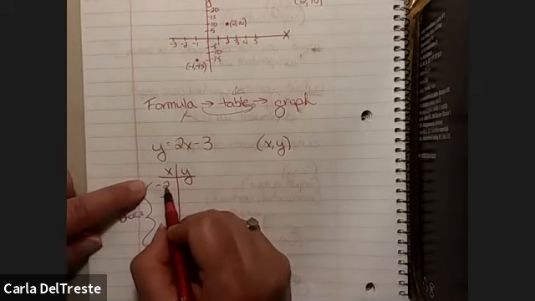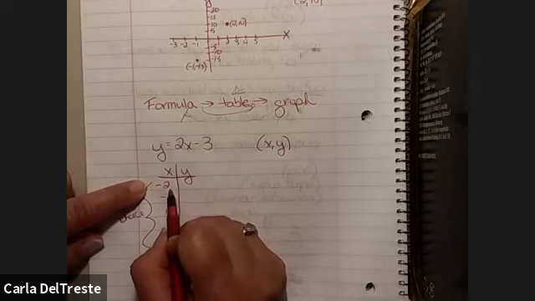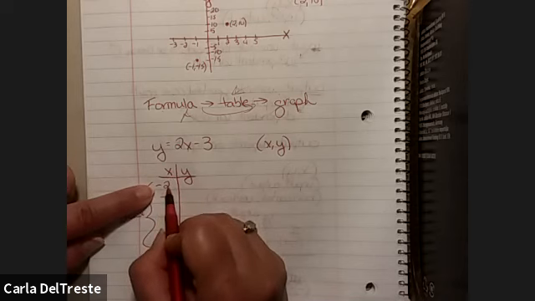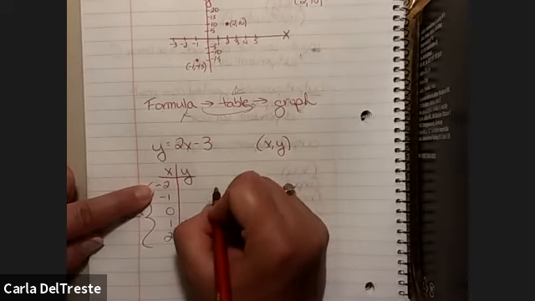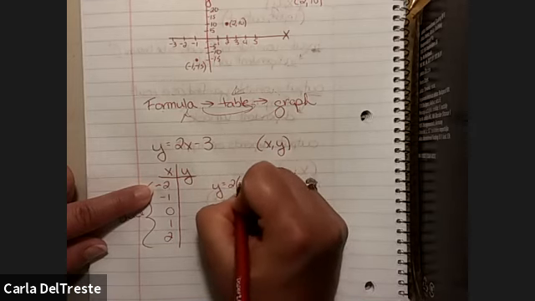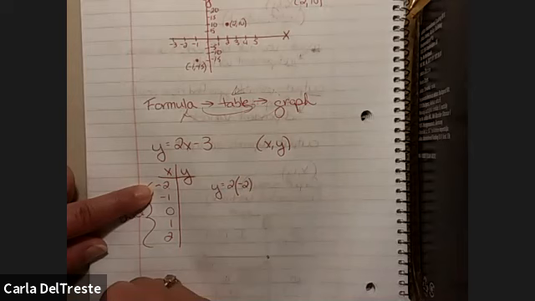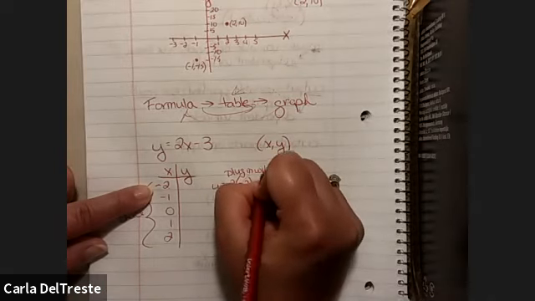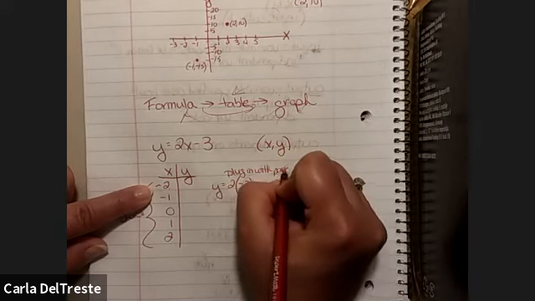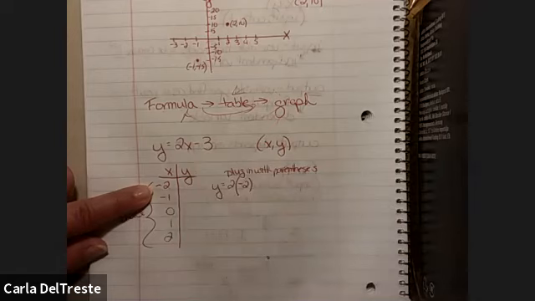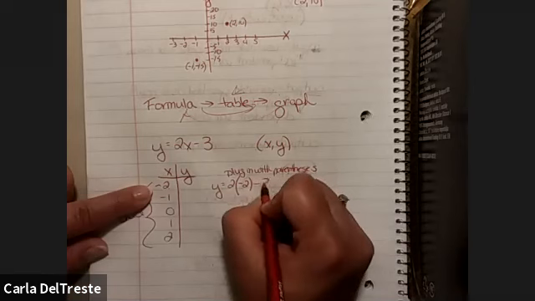So what is this telling me? This is telling me to plug -2 in for x. Wherever x is, I'm going to substitute with -2. So this tells me that I want y equals 2 times -2. We're going to have a famous saying in our class, plug in with parentheses. You'll see that later, but trust me, that's going to make your life much easier. So we want to plug in with parentheses, -3.